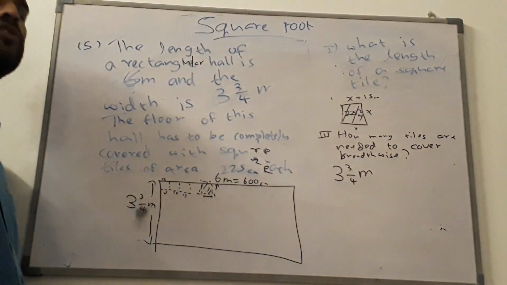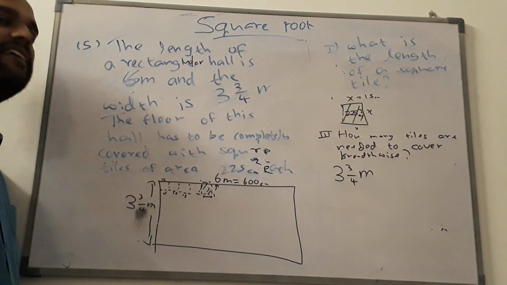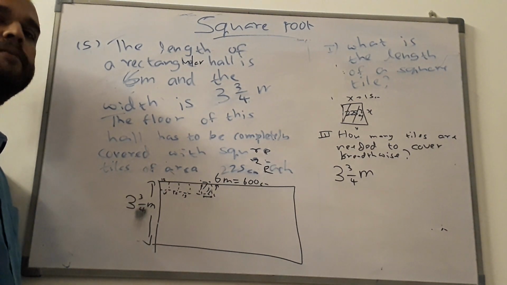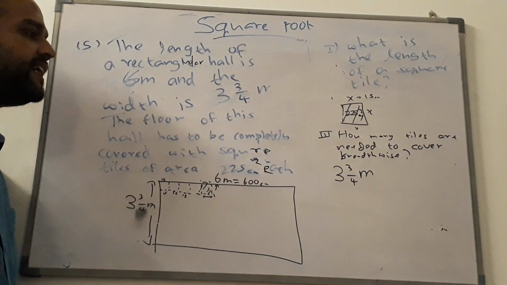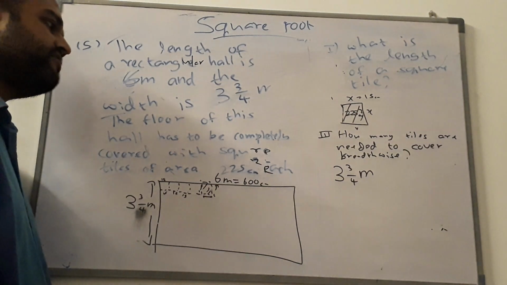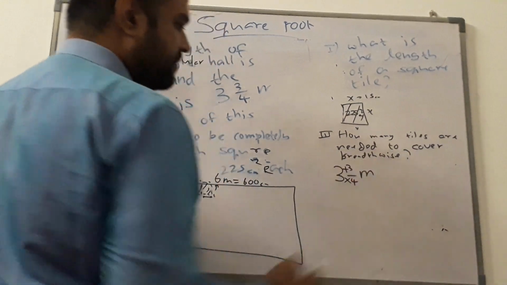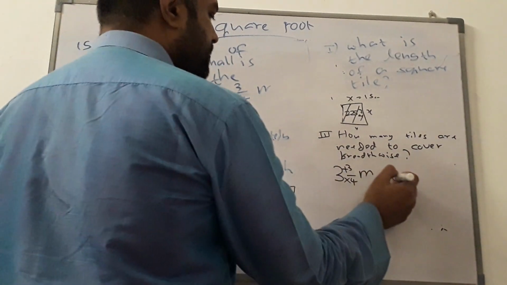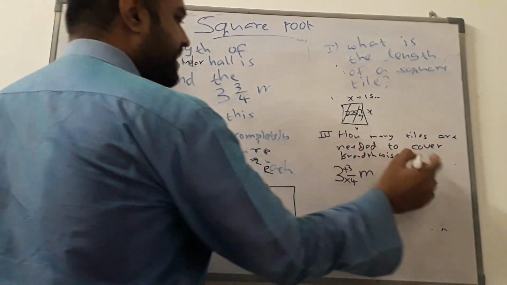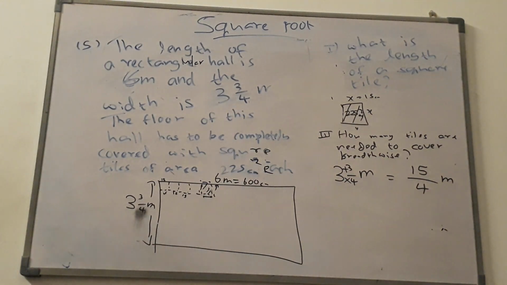I taught you how to find an improper fraction when a mixed number is given. It's described properly in previous clips. So go through those clips, especially the clip regarding the conversion of mixed numbers into improper fractions and improper fractions into mixed numbers. I won't waste time on the conversion. Straight away I am going to convert. Denominator is 4, numerator is 4 times 3, 12, and 3, 15. So this is the breadth.